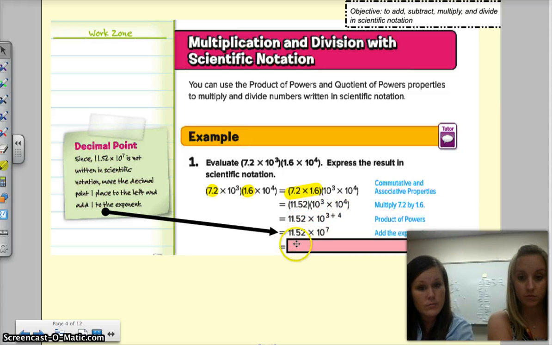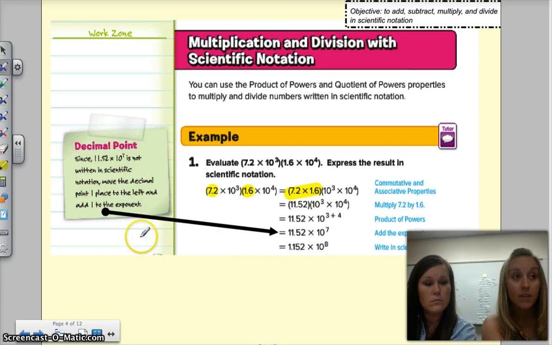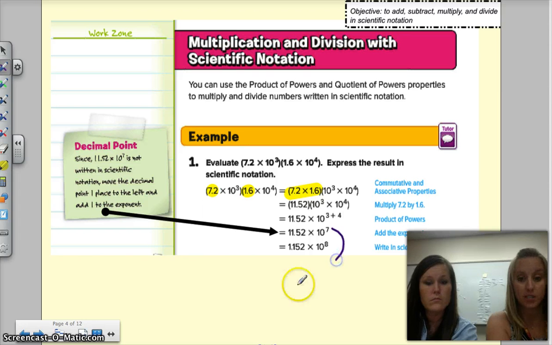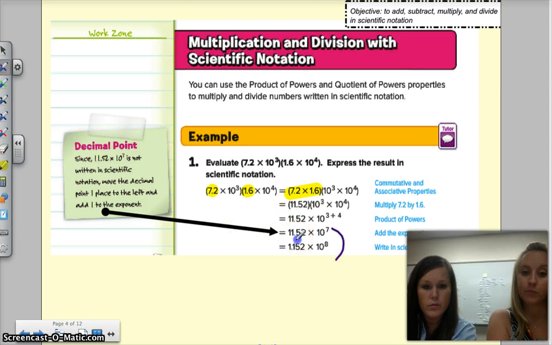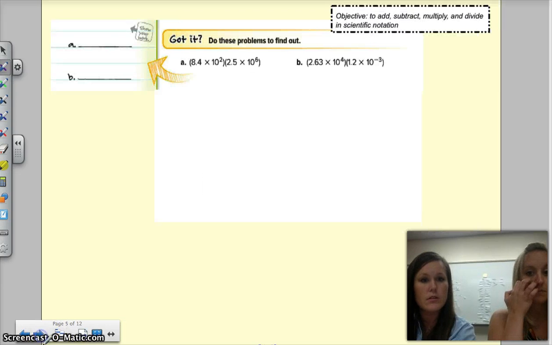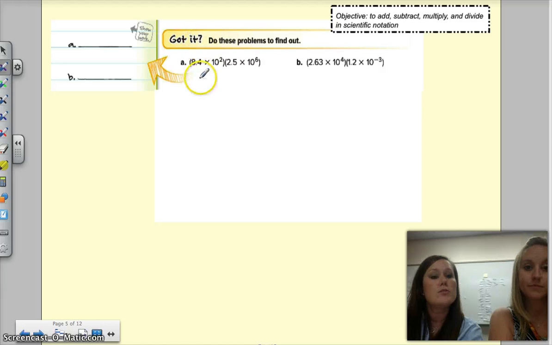We get 11.52 times 10 to the seventh. Now, what happened from here to here, Whit? Well, remember how I've said it a few times that the front number has to be between 1 and 10, and 11 is bigger than 10. So I had to take that decimal and shimmy it over. Okay, so they moved this right there, and then we add 1 to our exponent. Exactly. And there are some good notes in the book about that. All right, so let's try a couple of these.